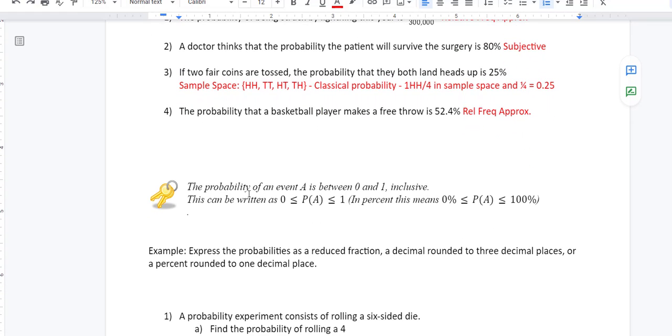One thing to note is that the probability of an event is always between 0 and 1, inclusive. So it can be equal to 0, right? That means it never happens. And it can be equal to 1. That means it always happens. When you convert probabilities to percentages, that means 0%, so it never happens, and 100%, it will always happen.